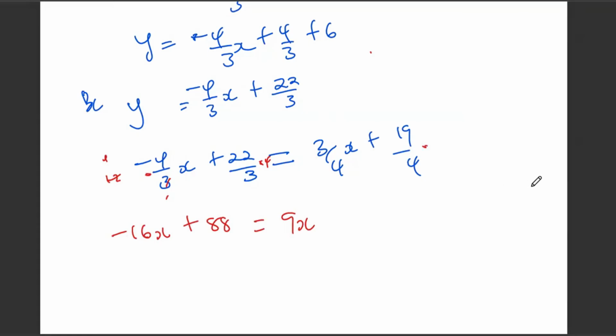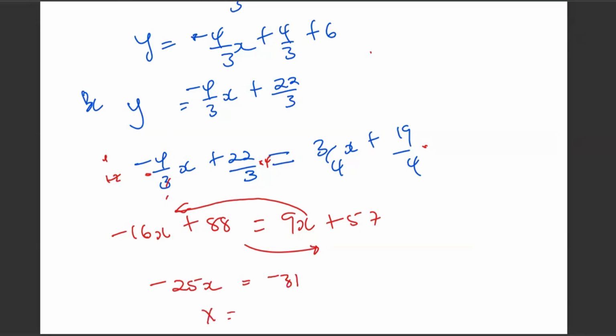19 times 3 gives me 57, positive. Okay, so I'm going to move the 9 that side. I'll move the 8 that side, meaning that we're going to have a negative 25x. Is that true? What is 16 plus 9? That's a 25. And then 57 minus 88 gives me a negative 31, meaning that our x is 31 over 25.